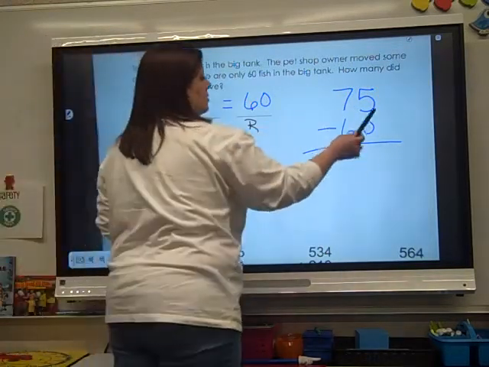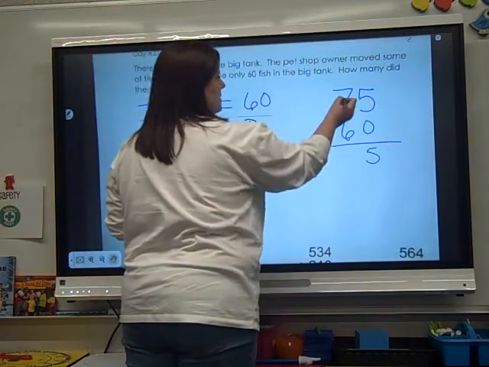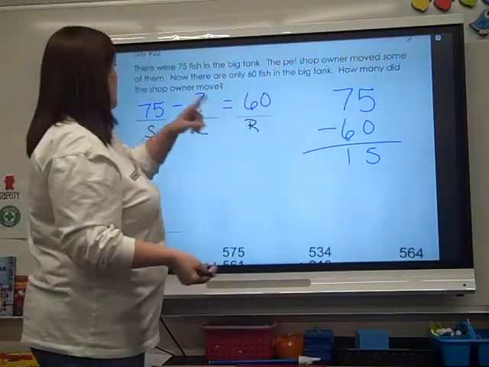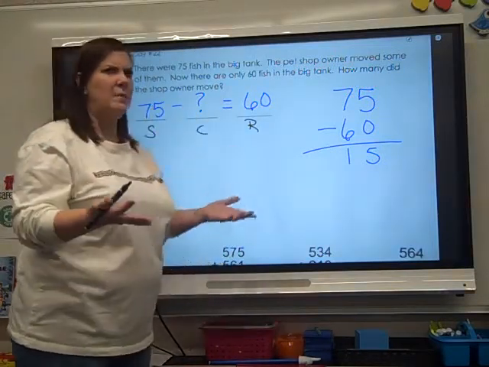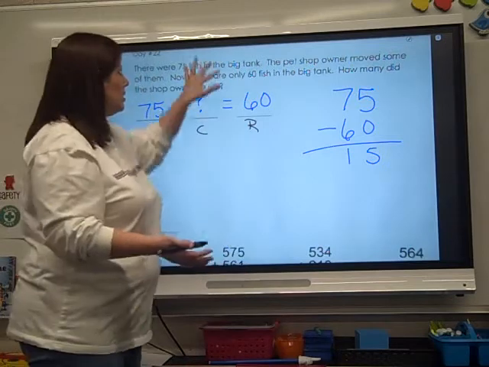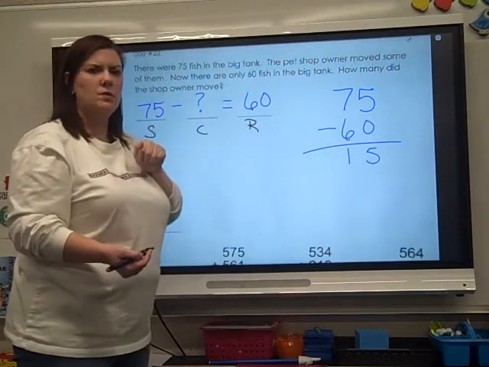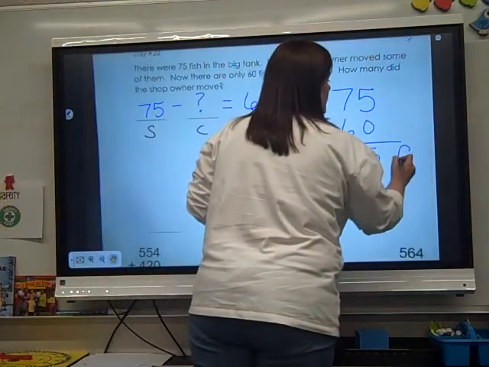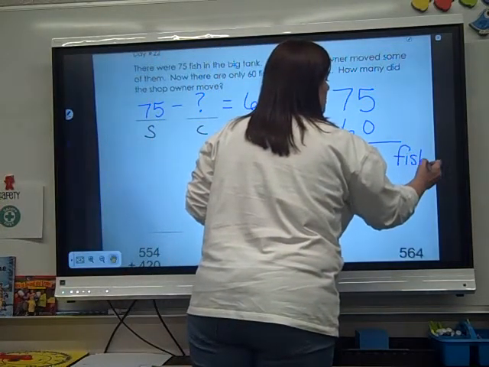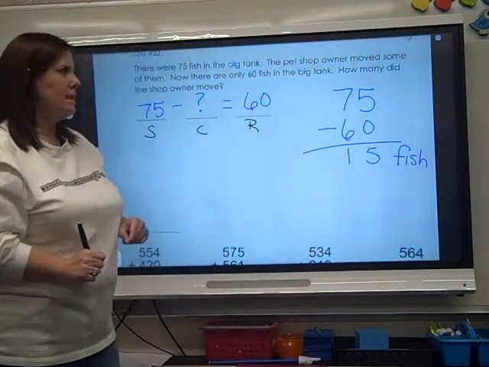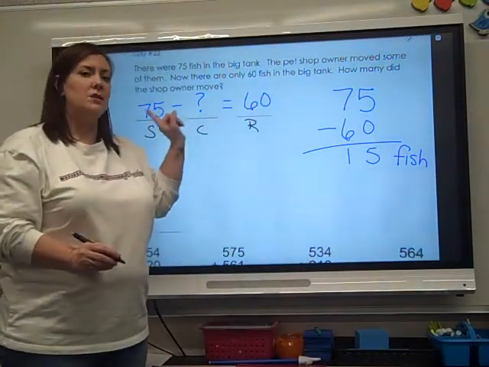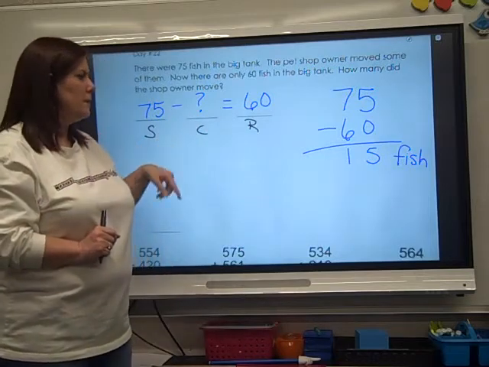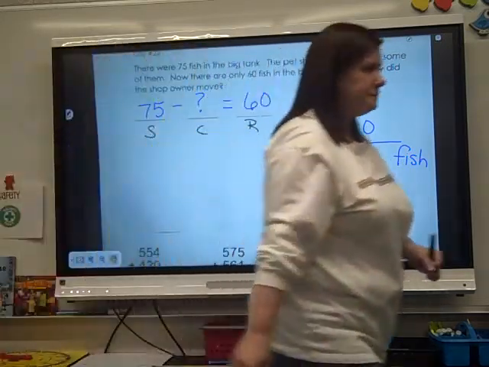Alright, 5 subtract 0 is 5, 7 subtract 6 is 1. 15 what? How many did the shop owner move? How many what are we talking about? What is the whole story talking about? Fish, right. They moved 15 fish. Okay? Remember, that's one of those rule breakers, and I just introduced that to you last week, so it's okay if you got a little confused, alright? Alright, let me move it up.